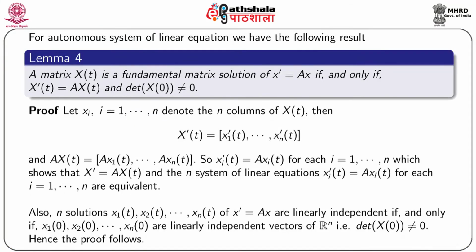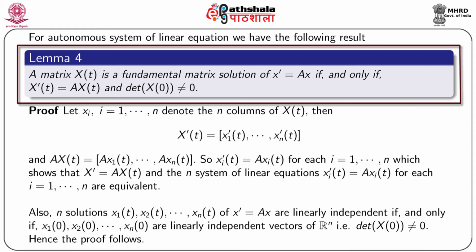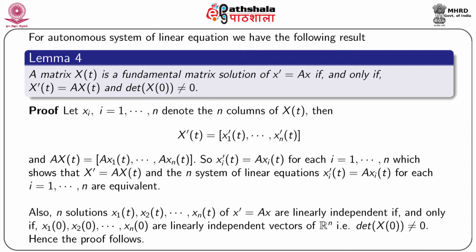So, we have given the basic definition of fundamental matrix solution, and we have taken up some examples so that the definition is clear. Now, we will look into some theorems on fundamental matrix solution along with some very good examples. For the autonomous system of linear equation, we have the following result. A matrix x t is a fundamental matrix solution of x dash equal to A x if and only if x dash t is equal to A x t and determinant x 0 not equal to 0.